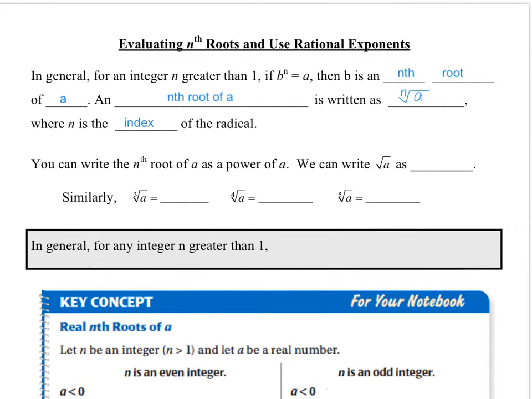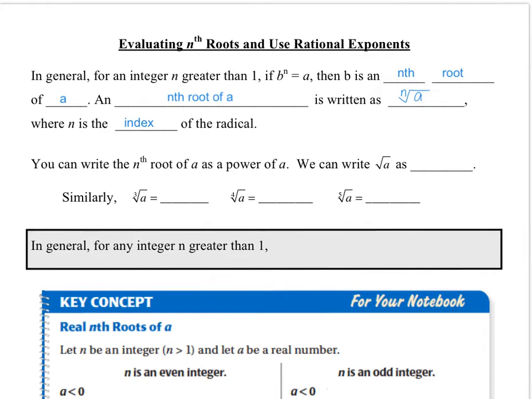The first lesson in Unit 3 is going to be about evaluating nth roots and using rational exponents. And rational, guys, just means fractions. So we're going to be looking at how to simplify and operate with expressions that have exponents that are fractions.